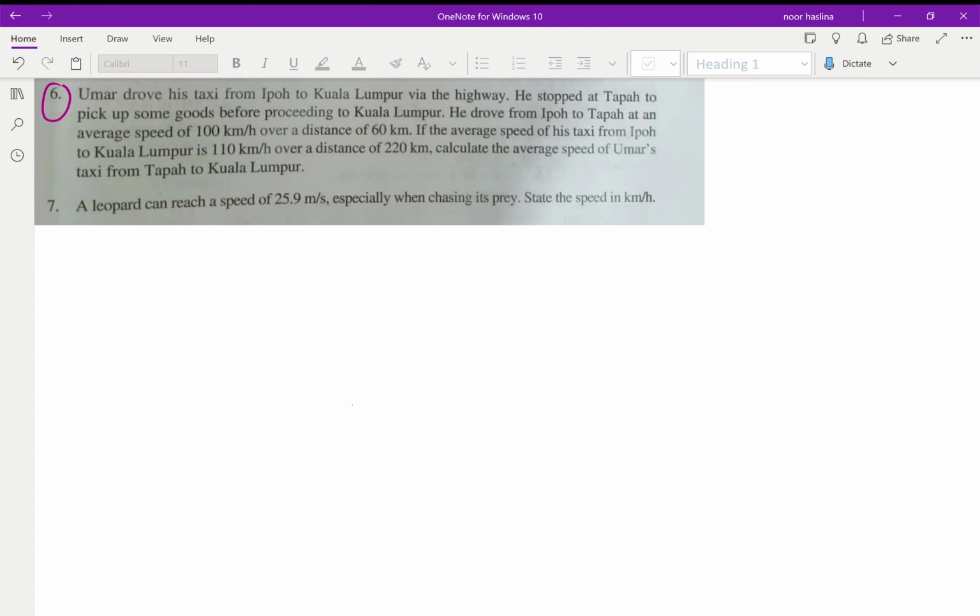Okay, class, how to answer this question 6? First, Umar drove his taxi from Ipoh to Kuala Lumpur via the highway. So now Umar drove his car. Let's say this one is Ipoh. He drove his car from Ipoh to Kuala Lumpur. This one is KL.